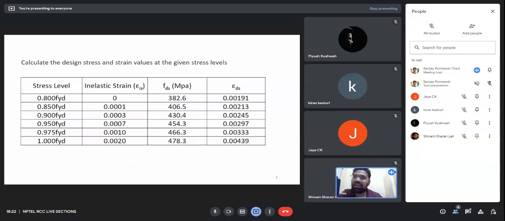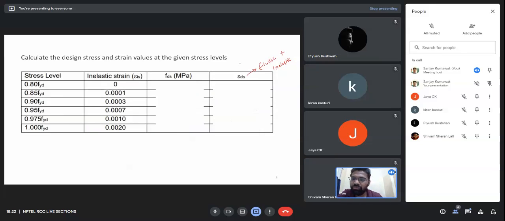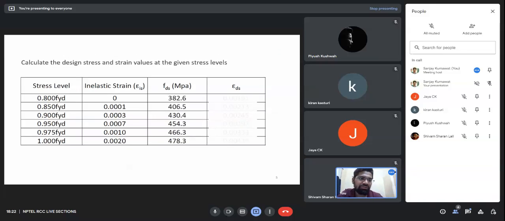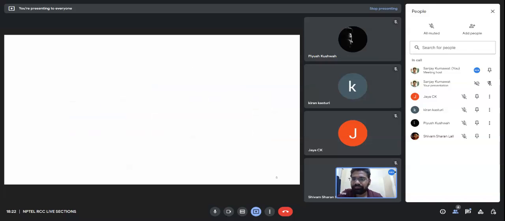Now in the question, they are asking me to find the stress values corresponding to these strains. So what are these? These are all design strains. We already calculated the design strains over here. So we have some values of design strains and the design stresses corresponding to them, and now we have to find design stresses for some particular values of design strains. Let's look at the next slide.